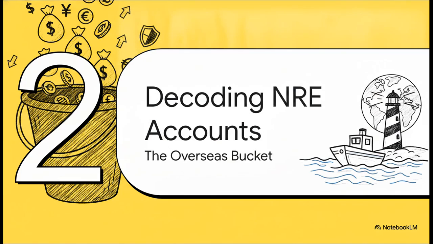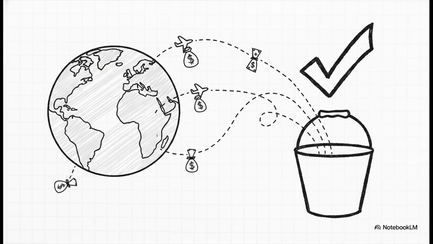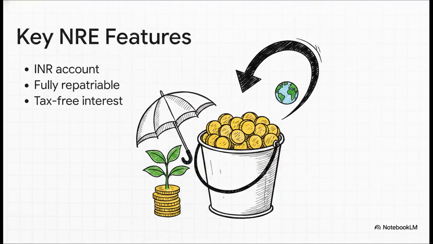Section 2, decoding NRE accounts, the overseas bucket. The absolute golden rule of the NRE account is incredibly simple: foreign income only. This bucket is strictly for money earned outside of India. So whether that's your US salary, your Dubai business income, or savings in the UK, when you deposit those foreign earnings, the money gets converted right into Indian rupees. And guys, this is why people absolutely love this account. Yes, it's kept in Indian rupees, but the big win of the NRE bucket is that it is fully repatriable. That means both the principal amount you deposit and the interest you earn can generally be transferred back abroad without any restrictions whatsoever. You can move every single rupee back overseas whenever you want.